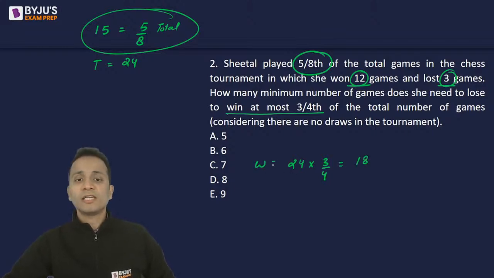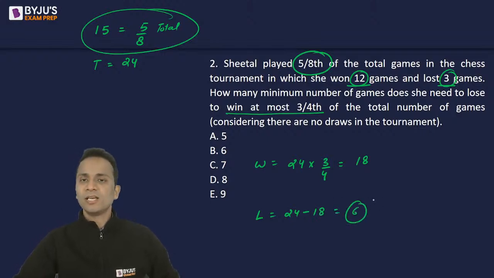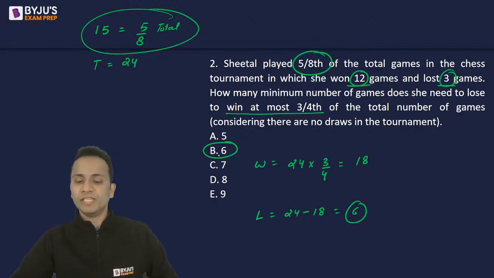So this is her number of wins. So the number of losses will be the remaining matches. 24 minus 18, that is 6. So she will have to lose a total of 6 matches to maintain 3 by 4 fraction of the wins.